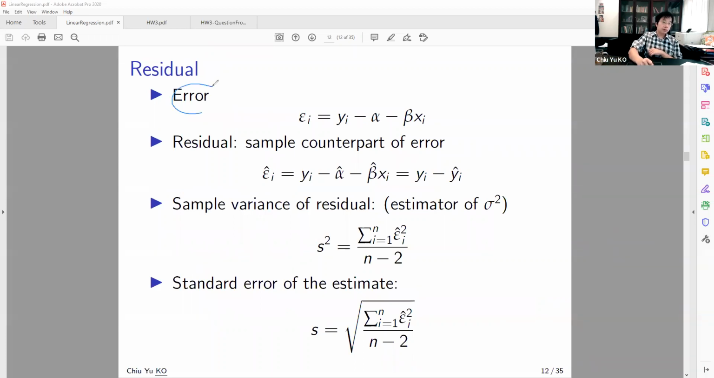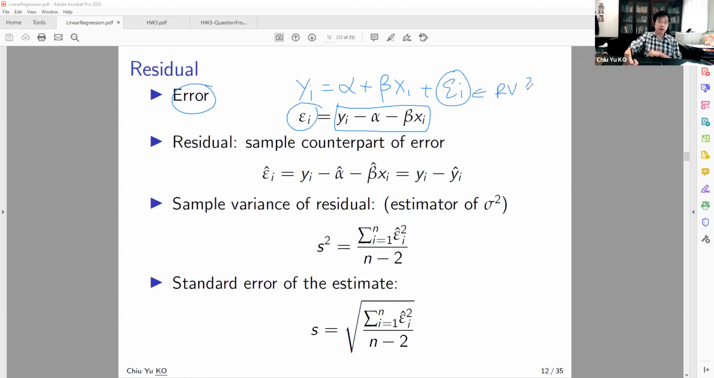So error. Okay. So error is defined in the model as this one, right? Because the model is yi = alpha + beta xi + epsilon i, and we call this error. And this is a random variable, unknown. We don't know this.